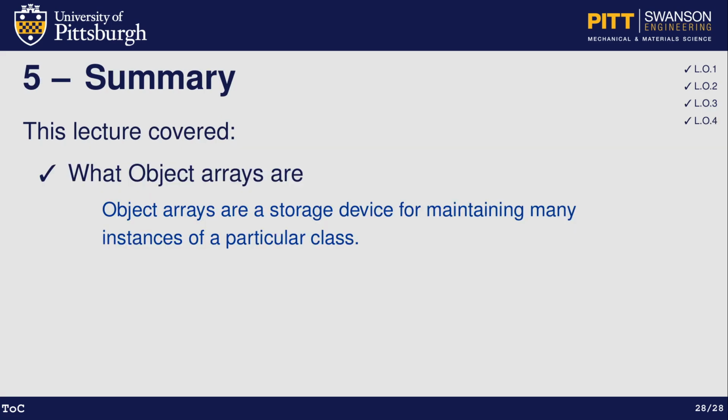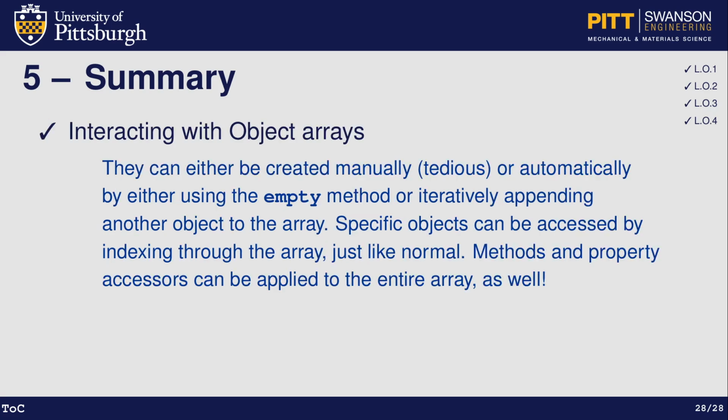Now, in summary, object arrays are a storage device for maintaining many instances of a particular class. They can either be created manually, which is very tedious, or automatically by using the empty method or by iteratively appending another object to the array. Specific objects within that can be accessed by indexing through the array, just like we've done before, and methods and property accessors can also be applied automatically to the entire array as well.